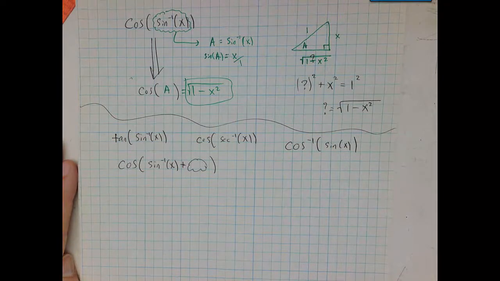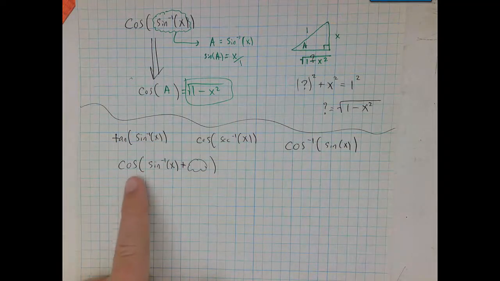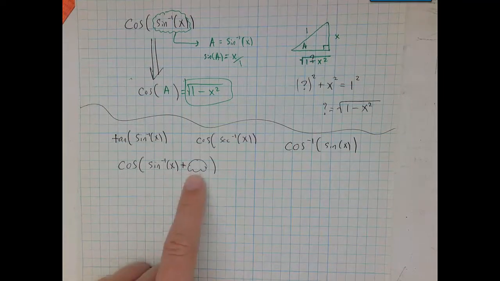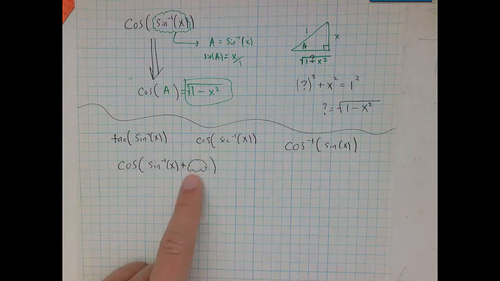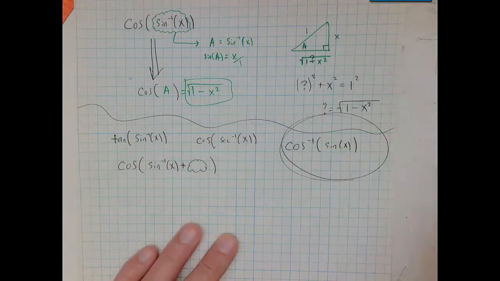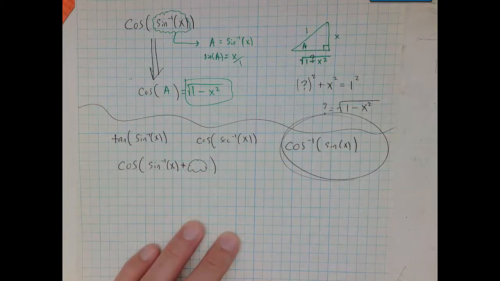What if I was going to add something on the inside? So what if I have cosine of inverse sine plus 5, or plus x, or plus x squared, or plus another inverse sine, or plus inverse cosine? You could imagine a lot of things here. Could you still solve the problem? So I think each of these is interesting to think about. I want to focus on this one right now for our purposes.